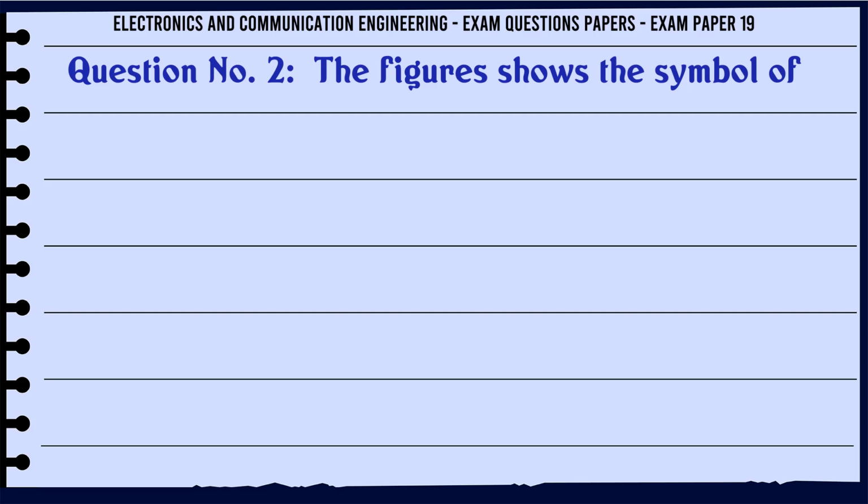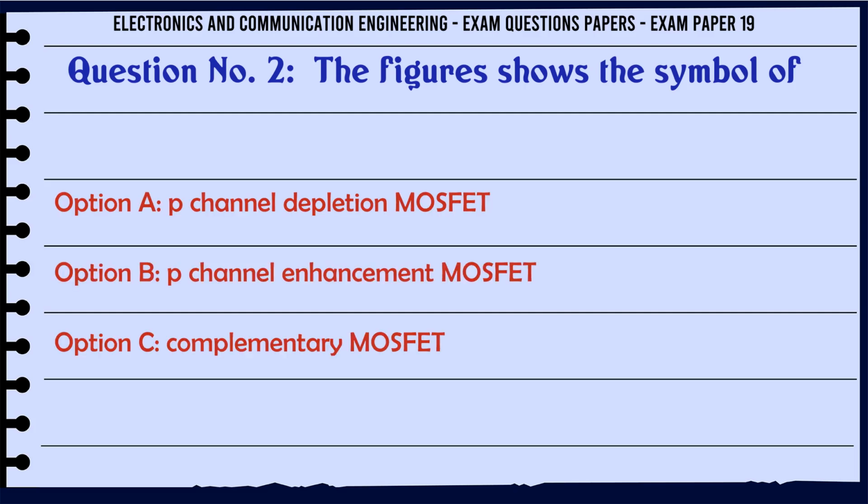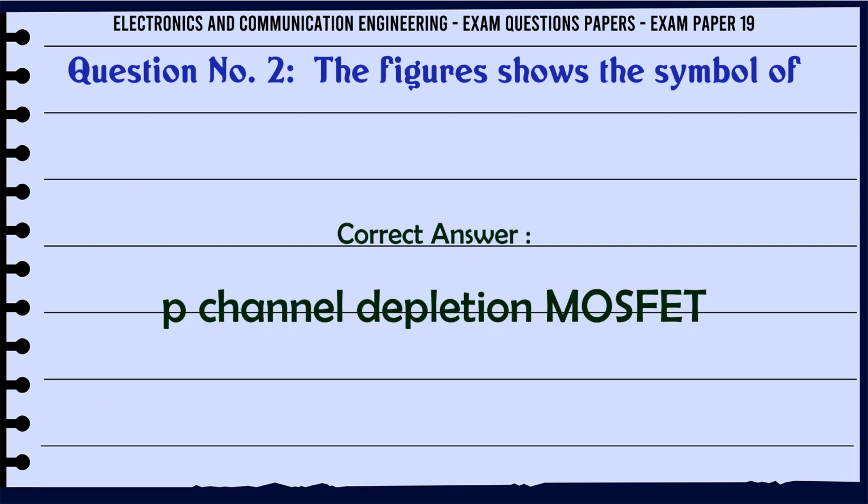The figure shows the symbol of A. P-channel depletion MOSFET. B. P-channel enhancement MOSFET. C. Complementary MOSFET. D. P-channel JFET. The correct answer is P-channel depletion MOSFET.